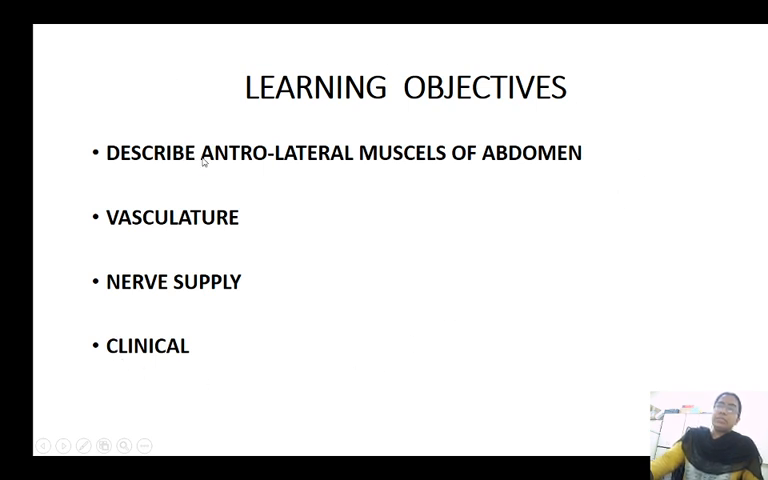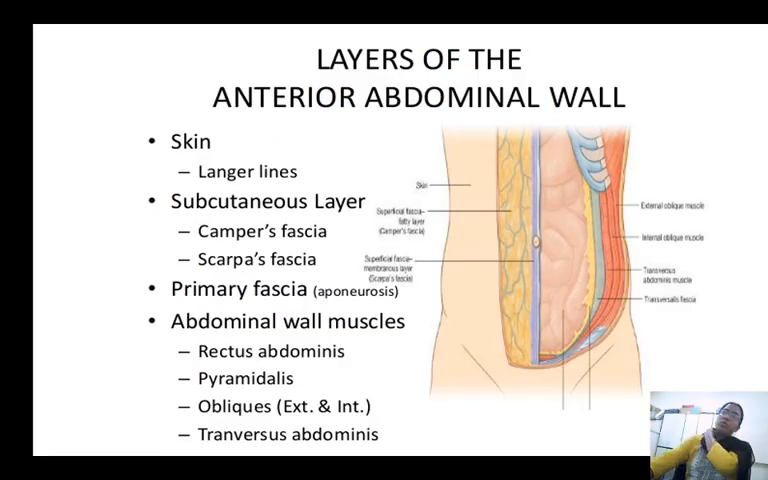When we see the description of the anterolateral muscles of the abdomen, we will be looking at the origin and insertion of the muscles. Before going into the anterolateral muscles of the abdomen, we will have an overview of what the anterior abdominal wall consists of.